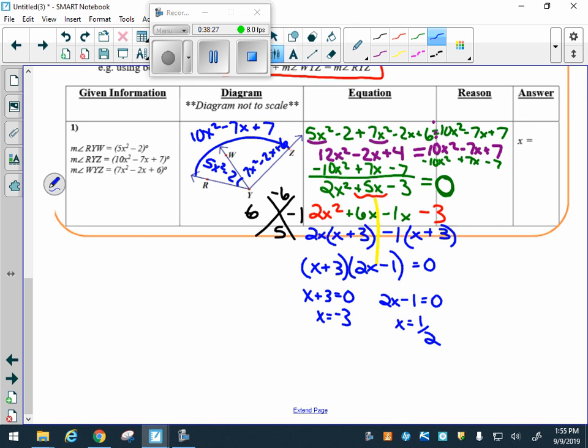Now, in algebra, those would be your two answers. You'd have two solutions. In geometry, we have to check and see if those solutions make sense in the diagram. Because if we have an x value that makes our angle measure come out negative, is that okay? No. Right? You can't have a negative angle measure. So sometimes the positive one makes it negative, believe it or not. Sometimes the negative one makes it negative. Sometimes they both work, and then you have two answers. But in geometry, you have to take the time to check those.